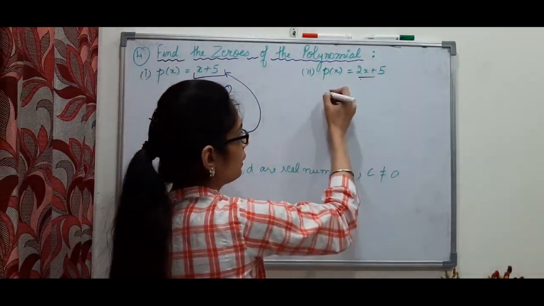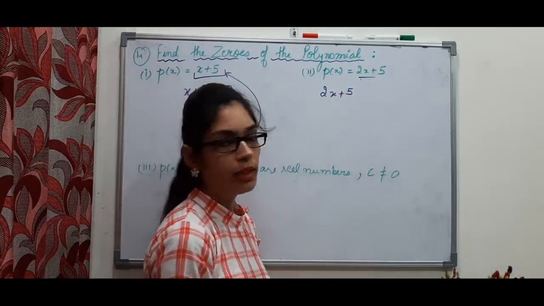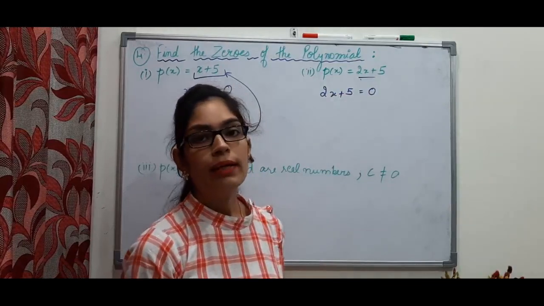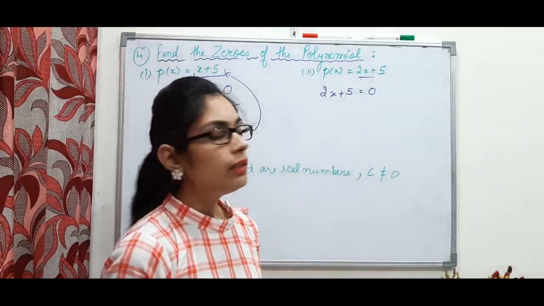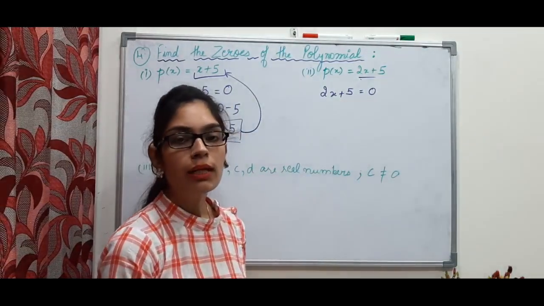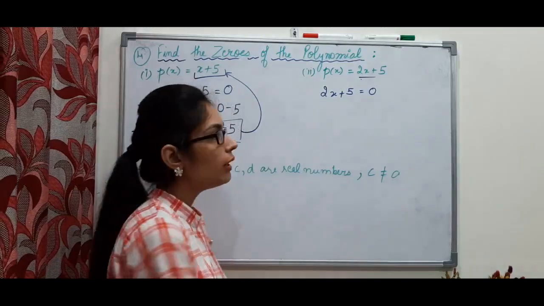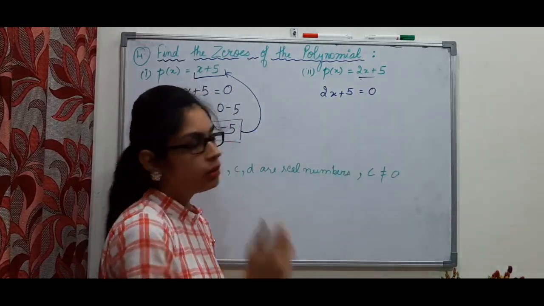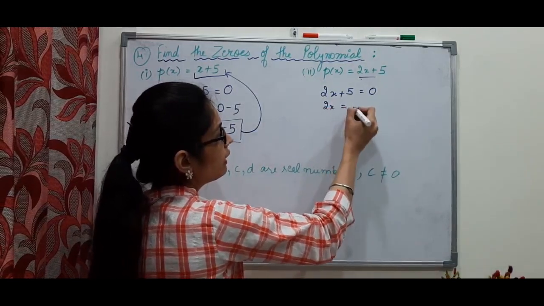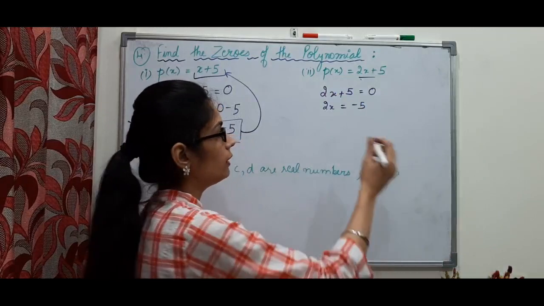Now let's do this one. 2x plus 5. Again in the same way we'll write this equals to 0. So why are we equating this to 0? The reason is, we know the 0 of a polynomial will give us the whole equation equal to 0. That's why we are equating it with 0. So with 2x plus 5 equals 0, 5 will shift to the other side, and plus 5 will be changed into minus 5.